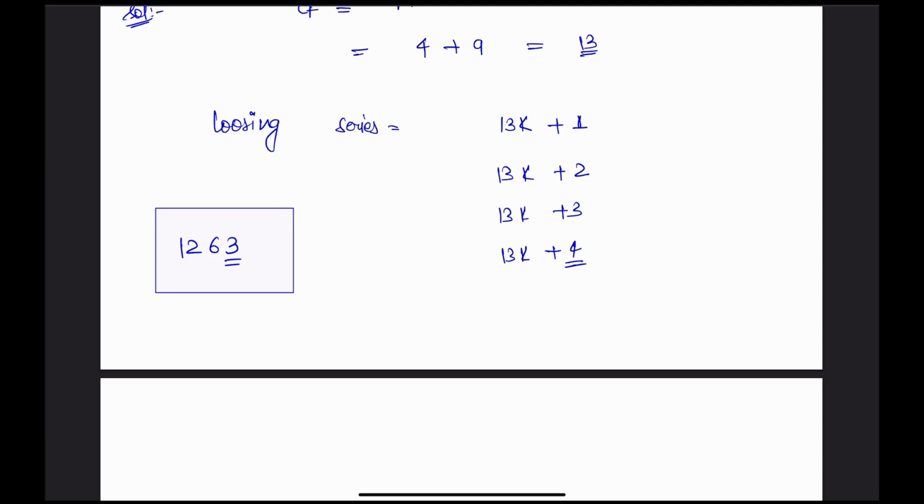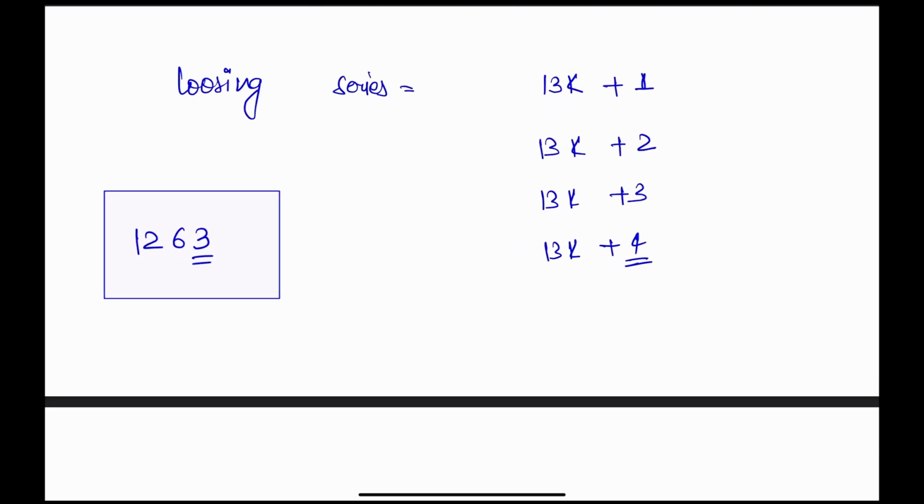So the nearest to this will be 13 times 97, which is 1261, and 13 times 7 is 91. So it's already in the form of 13k plus 2, I suppose.